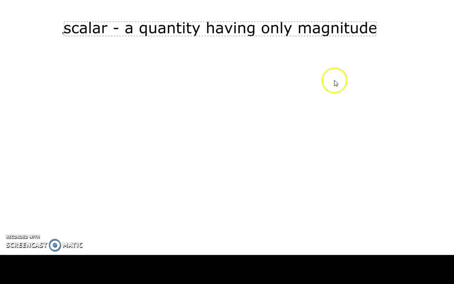Okay, so basically what it comes down to here, we have this thing called a scalar. And a scalar is a quantity that has only magnitude. This is just the size of something. So when you hear this word magnitude here, I want you to think of simply the size or even the amount of something that a quantity might have.